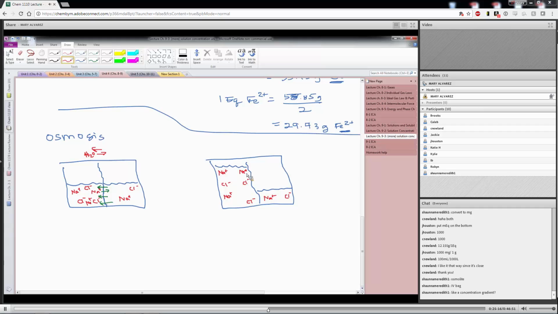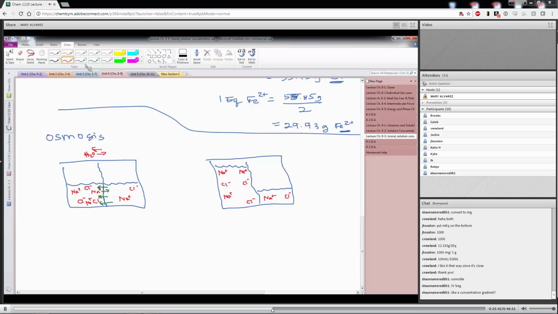Okay, that's exactly what it is. It's a concentration gradient. The gradient based on the fact that there's a difference in concentration across the semi-permeable membrane. Okay, and the difference in concentration doesn't have to do so much with how many sodium ions and how many chloride ions there are, but how many things there are dissolved.